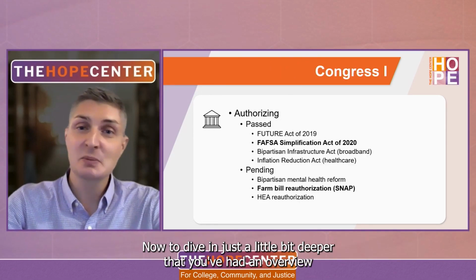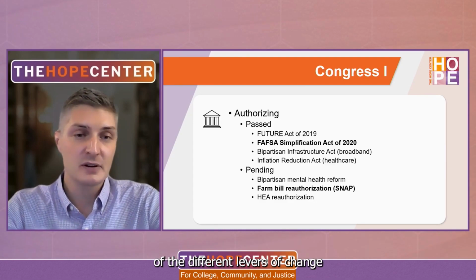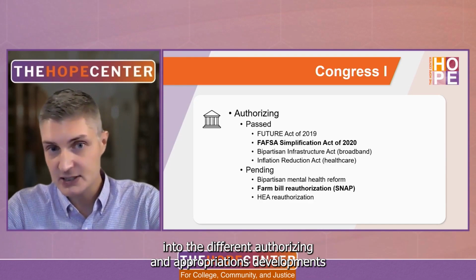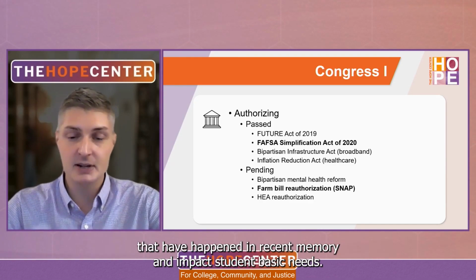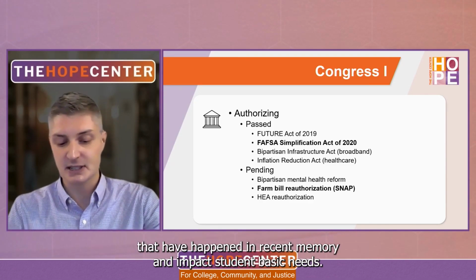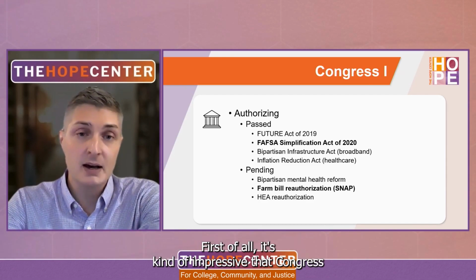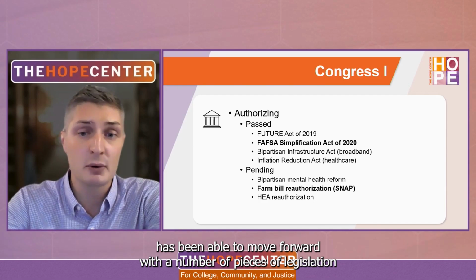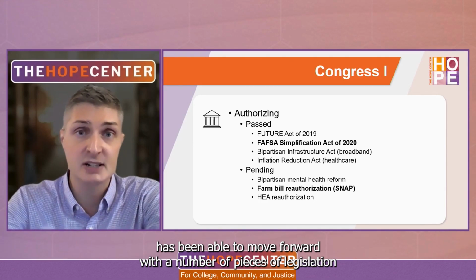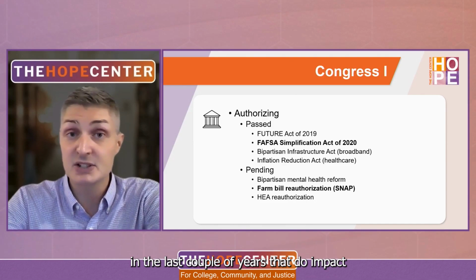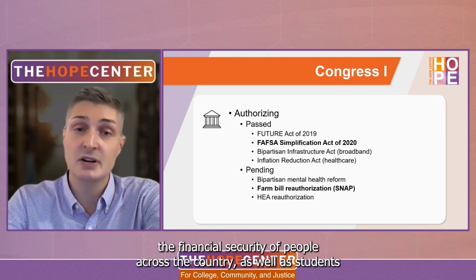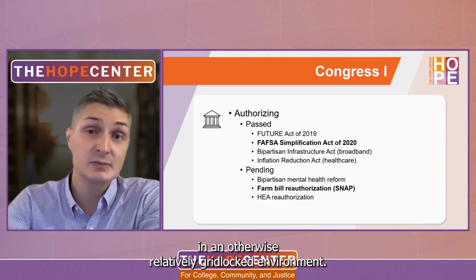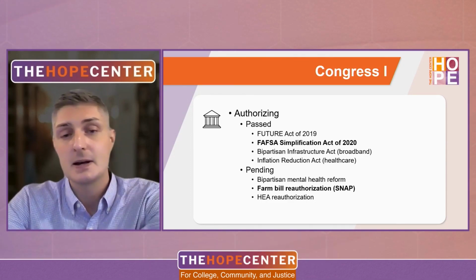Now to dive in just a little bit deeper, now that you've had an overview of the different levers of change, into the different authorizing and appropriations developments that have happened in recent memory that impact student basic needs. First of all, it's kind of impressive that Congress has been able to move forward with a number of pieces of legislation in the last couple of years that do impact the financial security of people across the country as well as students in an otherwise relatively gridlocked environment.